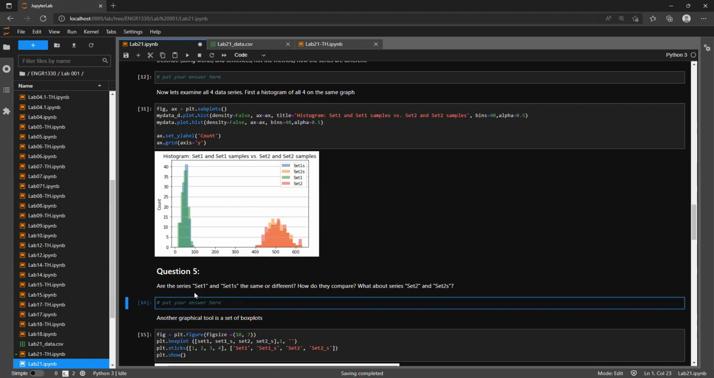Now, question five. Are the series set one, which is in green, and set one S, which is in blue, the same or different? So the dark green is the overlap between the two. The light green is set one and the blue is set one S. So would you say that they are the same or different?